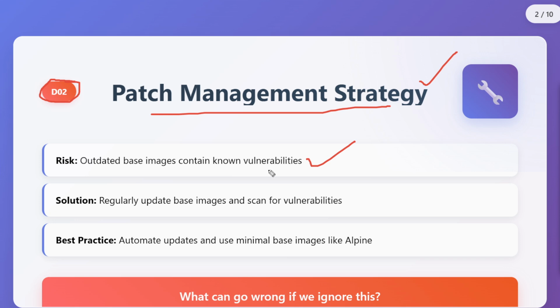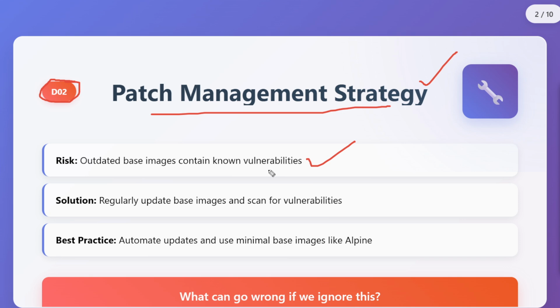Every Docker image is built on a certain base image like Ubuntu, Node, Python, etc. These base images often contain some system libraries and some packages. So if they are outdated, the libraries and packages obviously may contain some vulnerabilities that attackers can exploit.